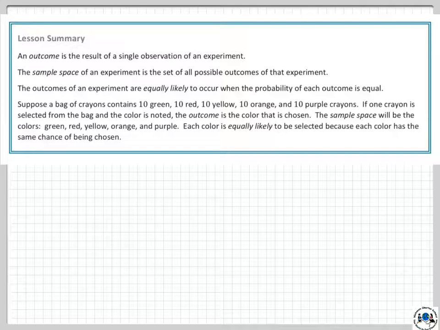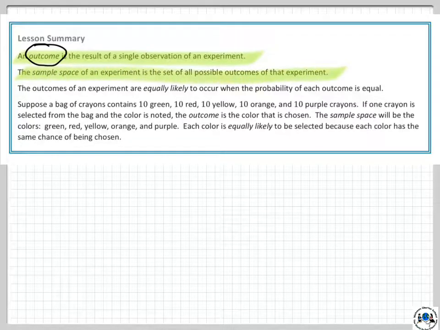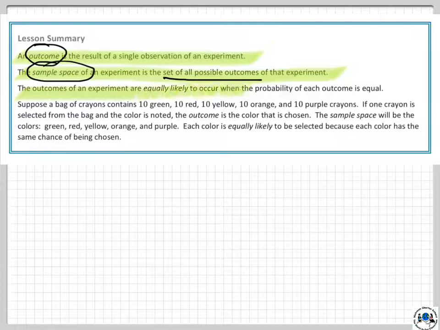Here we go, lesson summary. An outcome, again, this is a lot about the vocabulary, is the result of a single observation of an experiment. I want to use this language of math more regularly. The sample space of an experiment is the set of all possible outcomes. And the outcomes of an experiment are equally likely to occur when the probability of each outcome is equal. We saw that only in that last spinner, really.